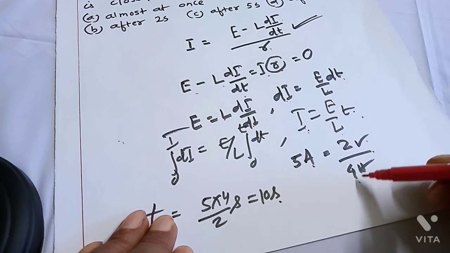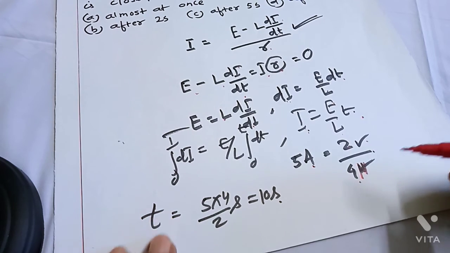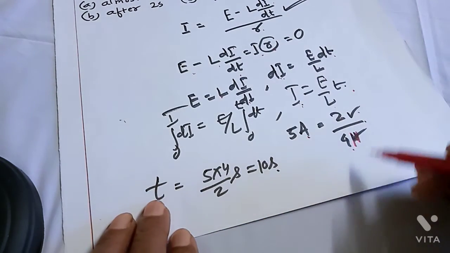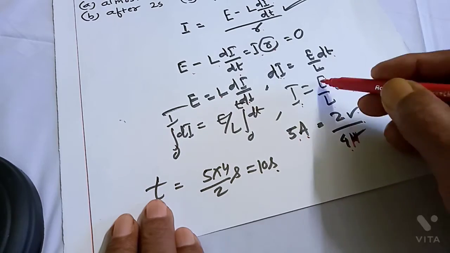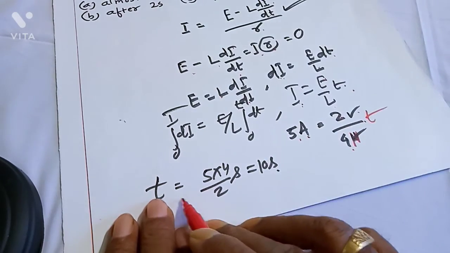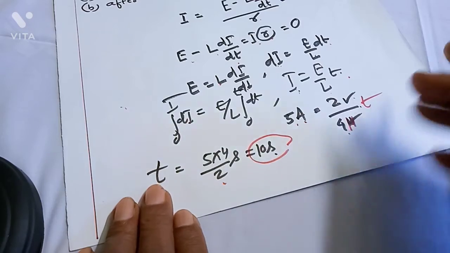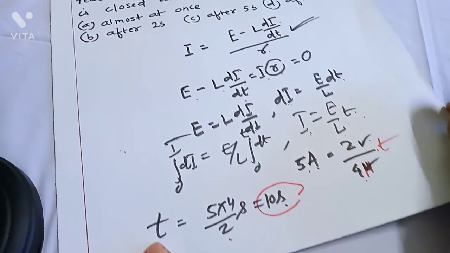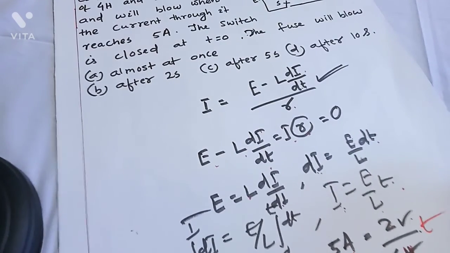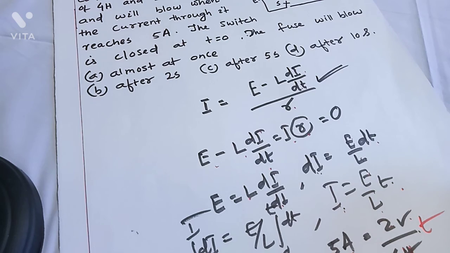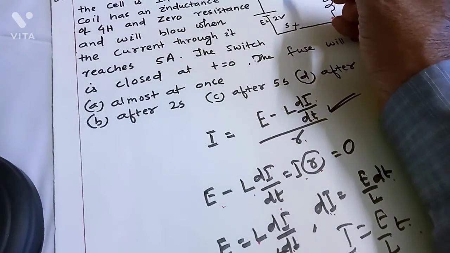Here I is 5 ampere, E is 2 volt, L is 4 Henry. So I equals 5 ampere equals E by L into t. So t equals 5 into 4 by 2, that is 10 seconds. So after 10 seconds, the current in the circuit becomes 5 ampere and the fuse blows up.